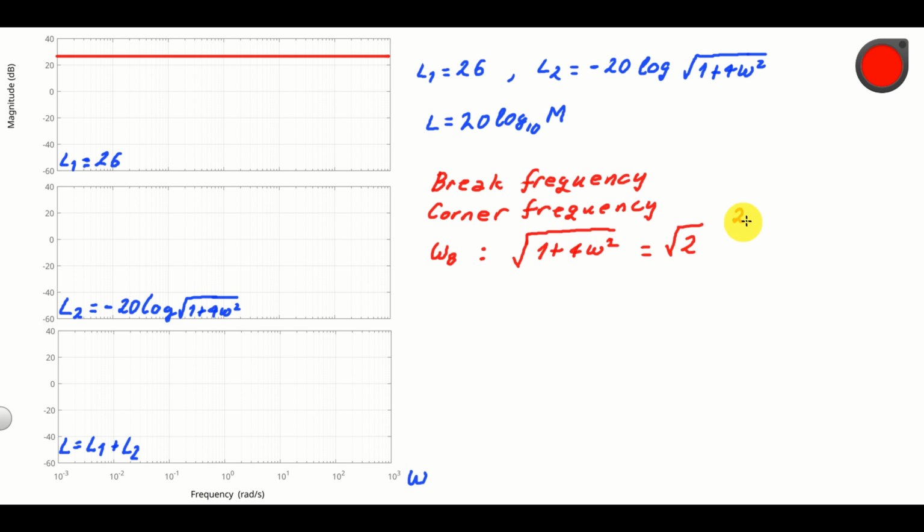Now, if we take a square of this equation, we will obtain 1 plus 4ω² is equal to 2, or 4ω² is equal to 1, and from this equation we have ω² is 1 over 4, and since ω is always positive, we obtain that ωB, or our break frequency, is 1 over 2. And here is the calculated break frequency.